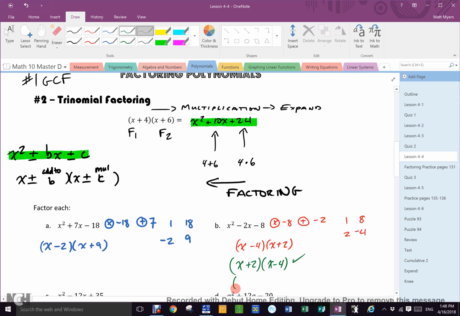Would I be allowed to write this? Still green. Would I be allowed to write this? X minus 2, x plus 4. Check it. What's negative 2 plus 4? Positive 2. What did I need? Everybody see what I'm saying? That's why you got to check.